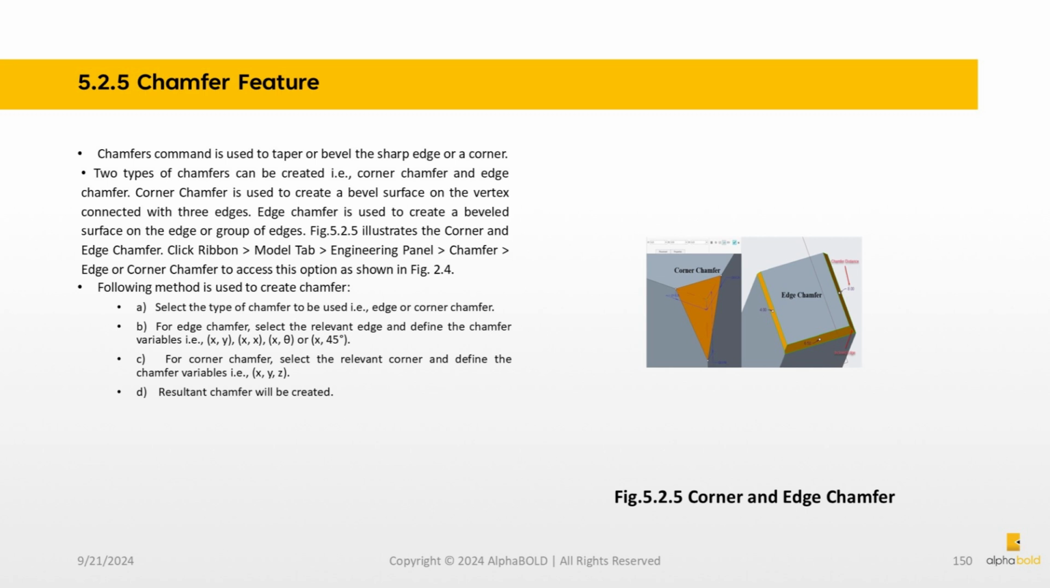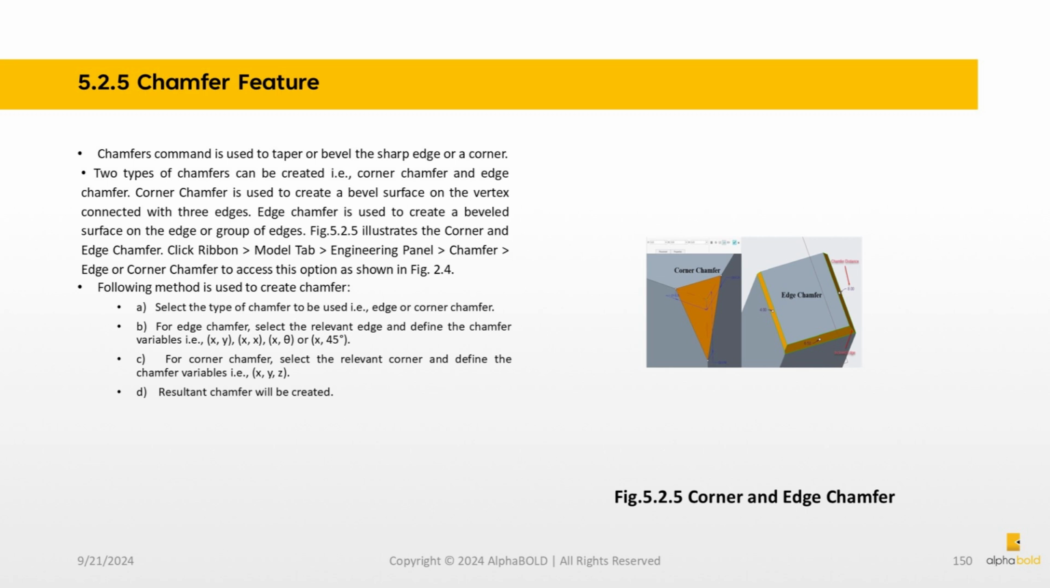The following method is used to create chamfer. A. Select the type of chamfer to be used, i.e., edge or corner chamfer. B. For edge chamfer, select the relevant edge and define the chamfer variables, i.e., x, y, or x, theta, or x, 45 degrees. C. For corner chamfer, select the relevant corner and define the chamfer variables, i.e., x, y, z. D.